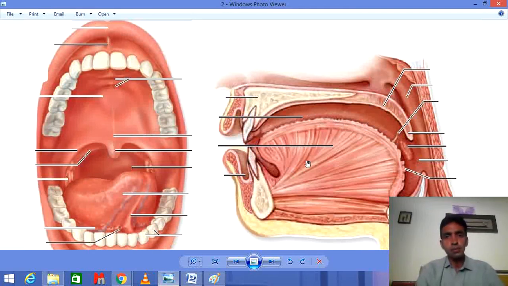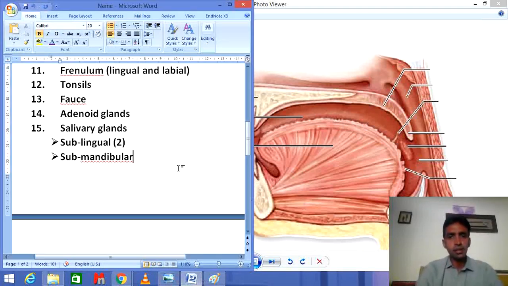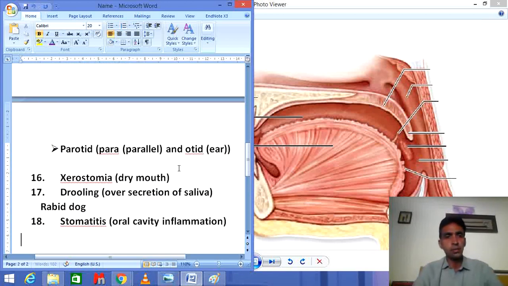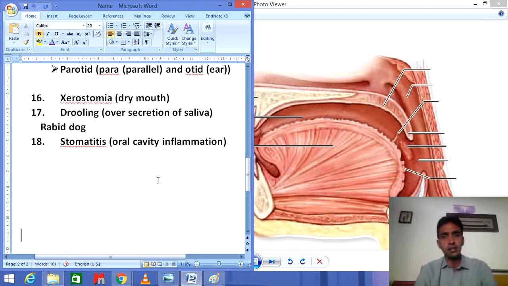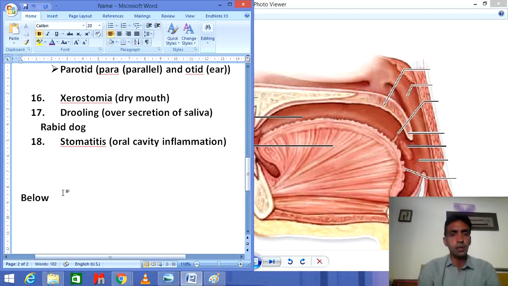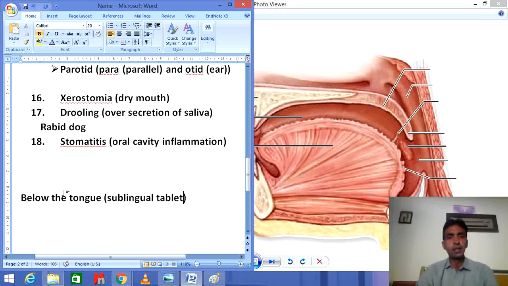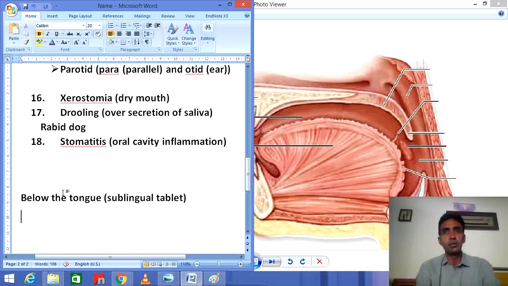Now coming toward medicine: if you are going to put some medicine inside the oral cavity, you will apply it below the tongue. If you put a tablet or pill below the tongue, that medicine is called a sublingual medicine or sublingual tablet. Those are sublingual tablets, which are put below the tongue.